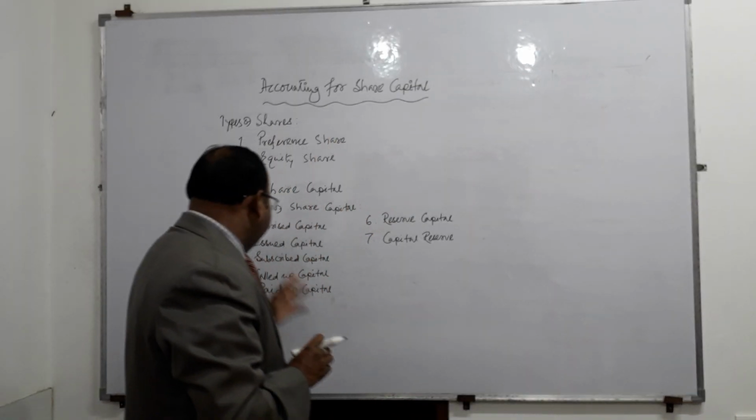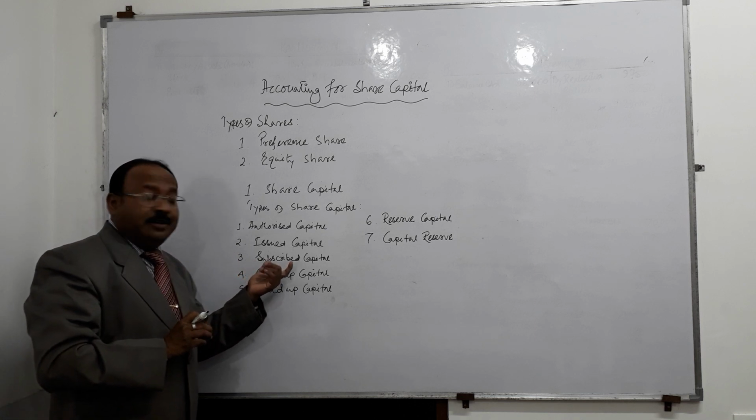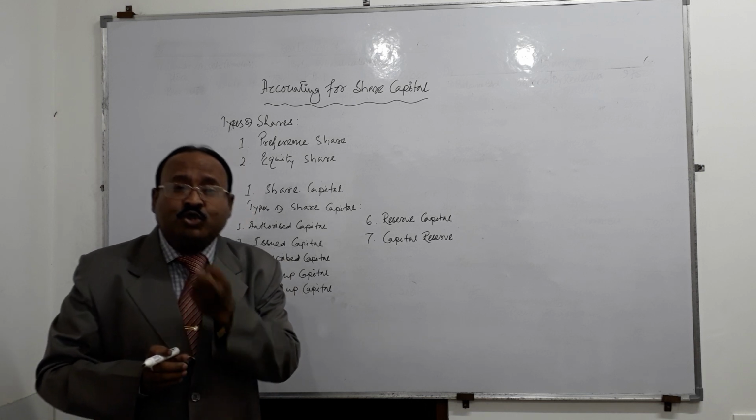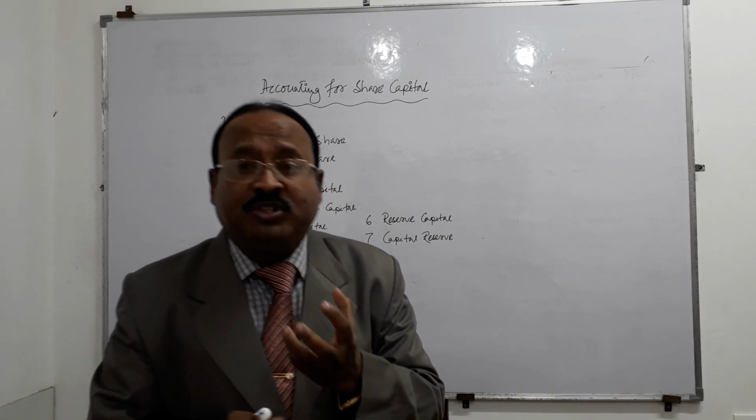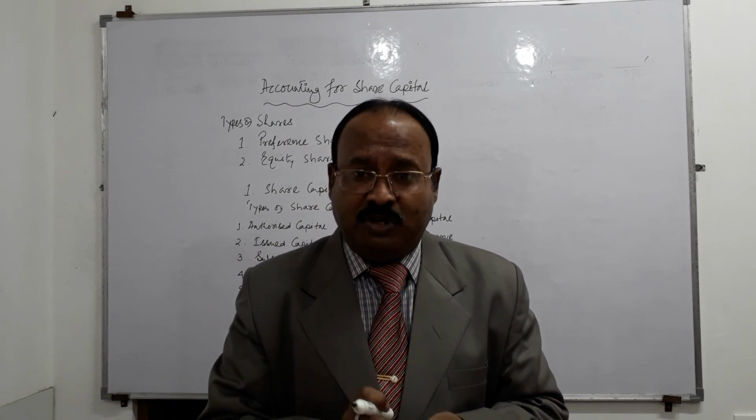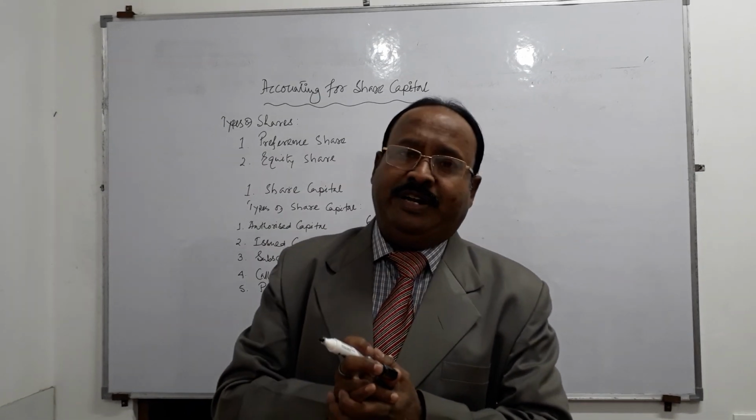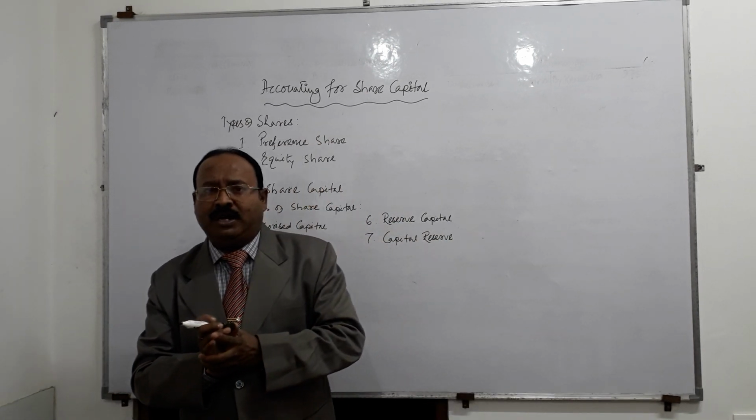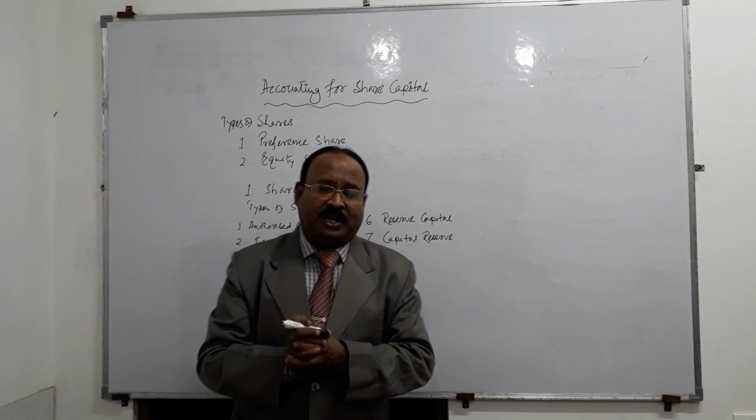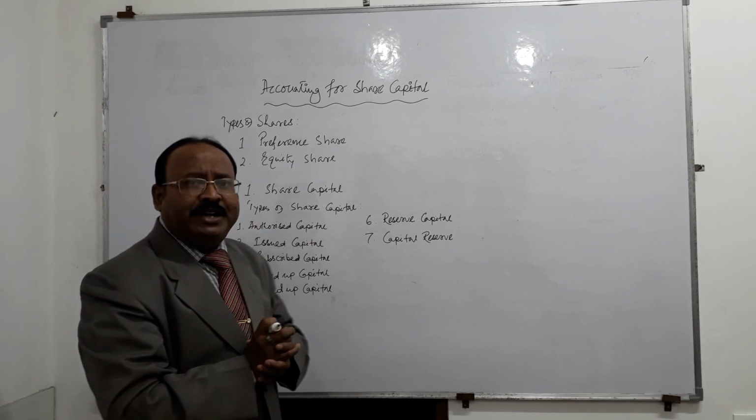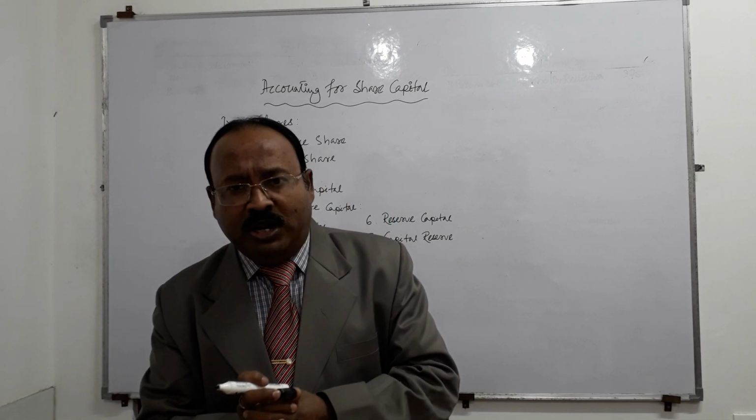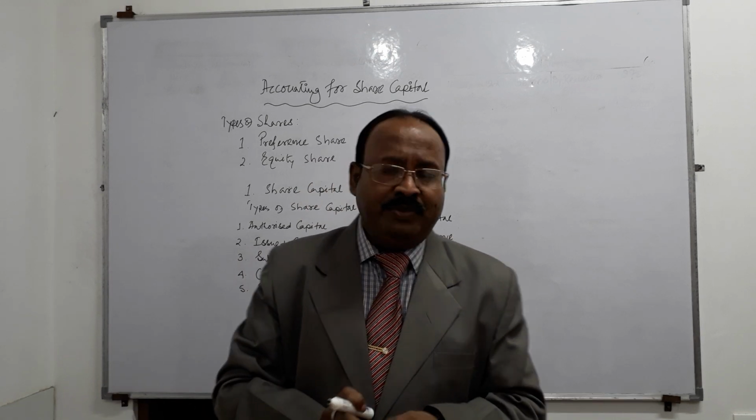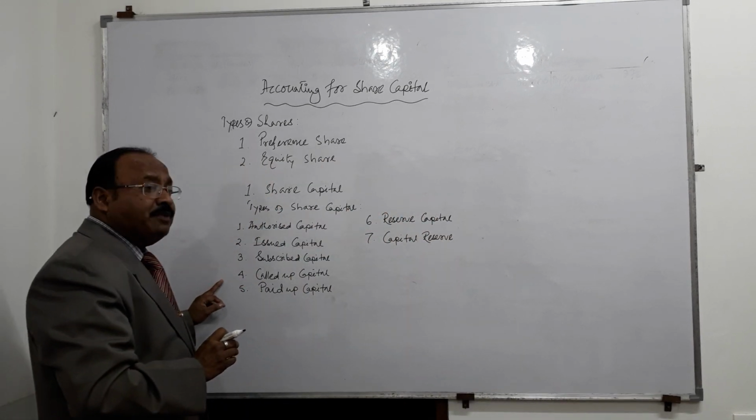And then we move on to subscribed capital. Subscribed capital is the portion of issued capital. That means how many shares the public subscribed or applied for is called subscribed capital. The remaining portion of the issued capital is called unissued capital. And this subscribed capital can be termed as subscribed and fully paid capital, and subscribed but not fully paid capital.